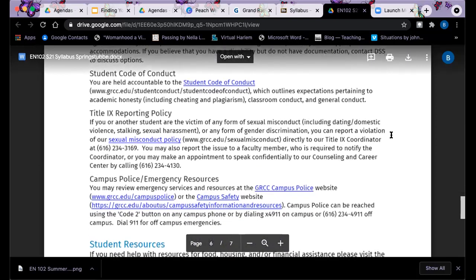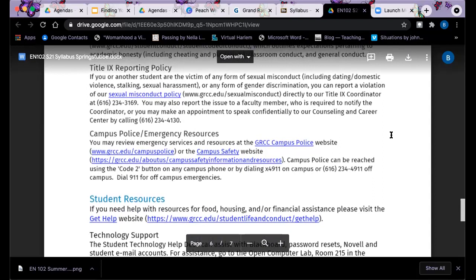You are responsible for behaving appropriately, following the Student Code of Conduct, which is linked here if you need to check it out. Basically, as long as you are treating people respectfully, you are not engaging in any violations of academic honesty, and you are just being a good, decent human being, you shouldn't be in violation of the Student Code of Conduct.